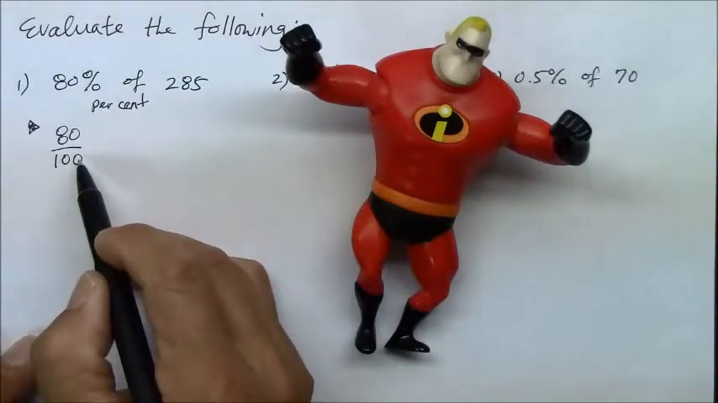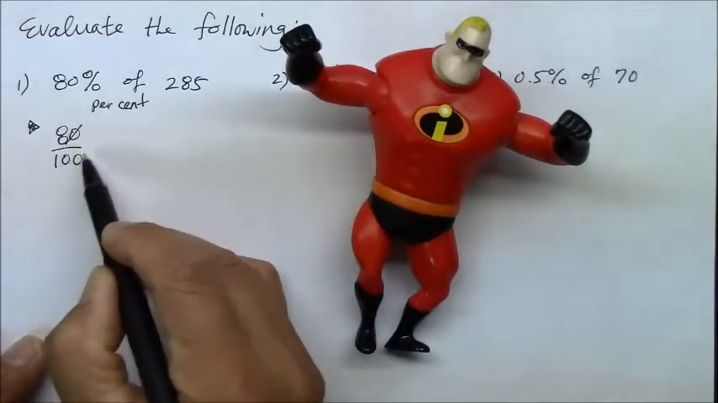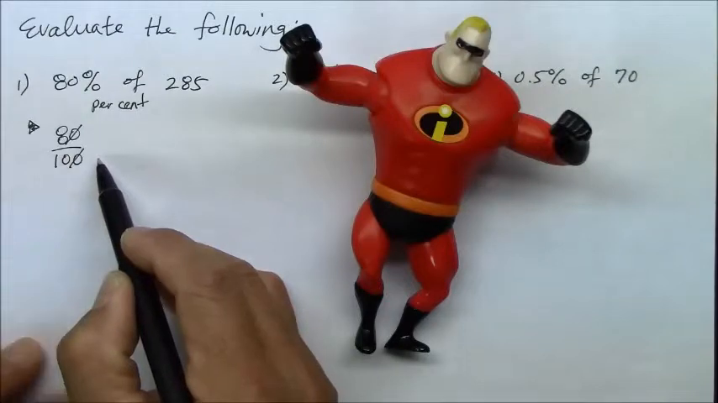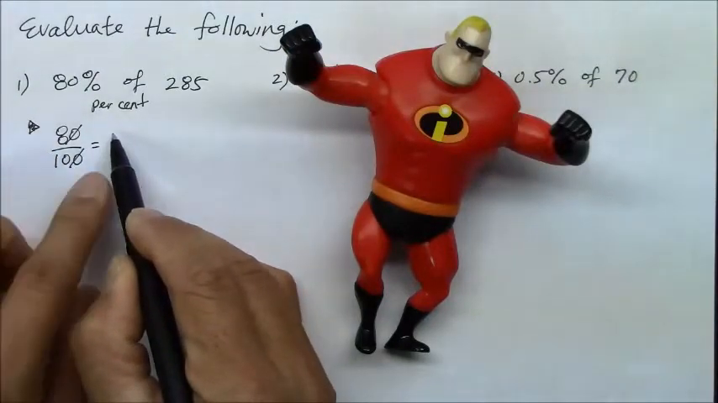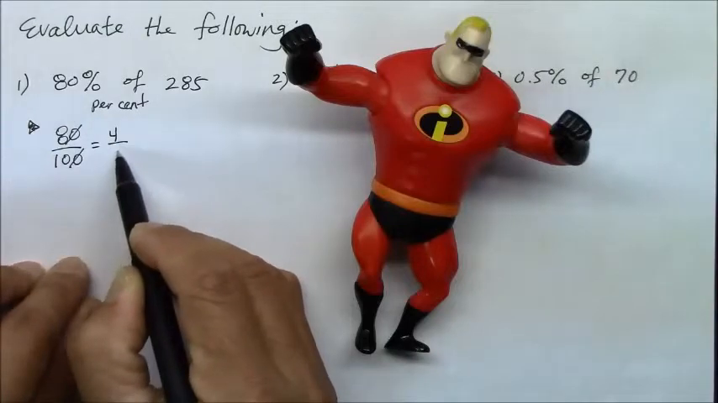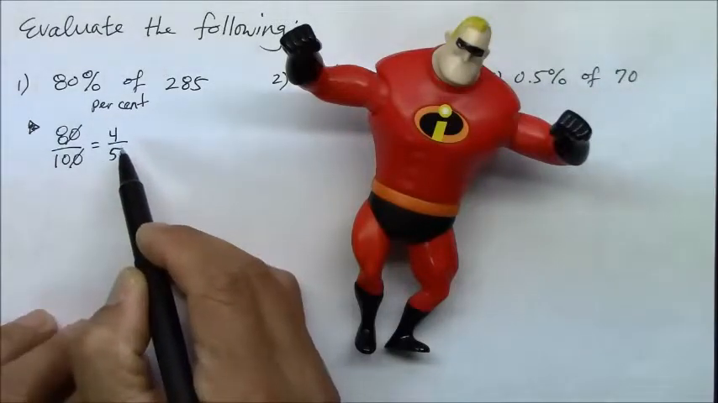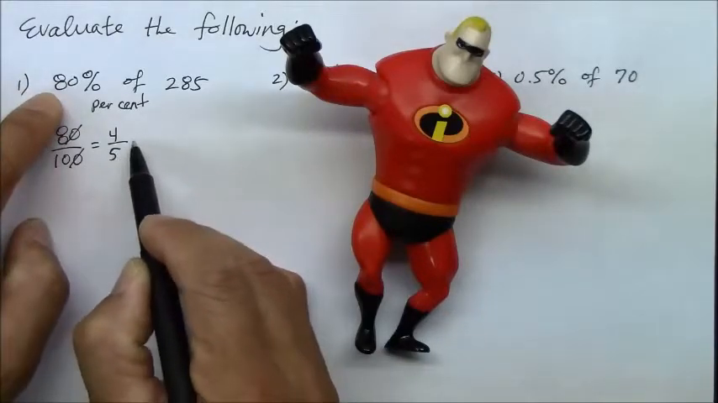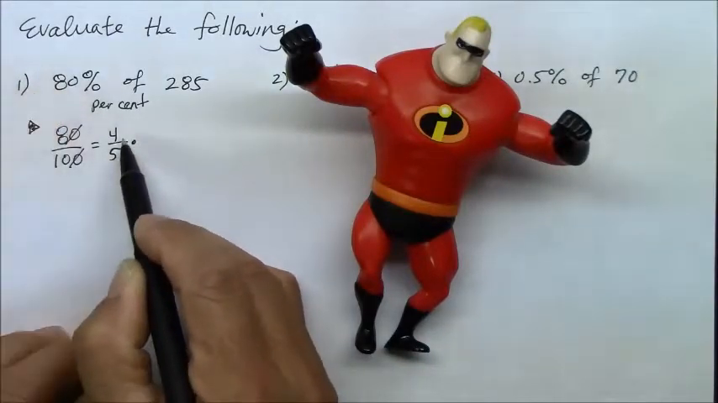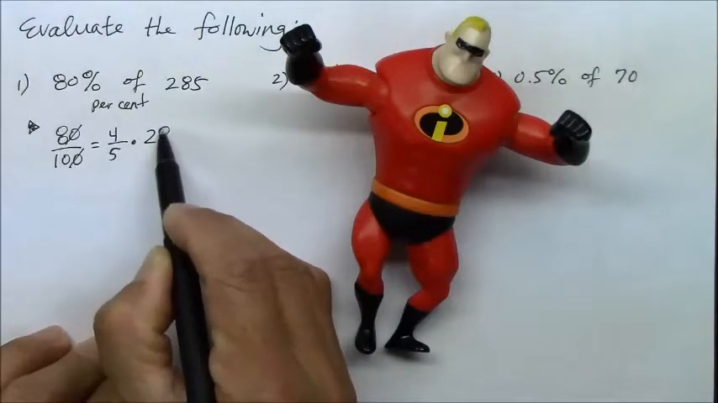Now I could use my base 10 rule and reduce the zeros out of there. And the common factor between 8 and 10 is 2. So that can be reduced as, well, 2 goes into 8 4 times, and 2 goes into 10 5 times. And 4/5 is equivalent to 80%. So what I need to do is multiply 4/5, or take 4/5 of the given whole number, 285.